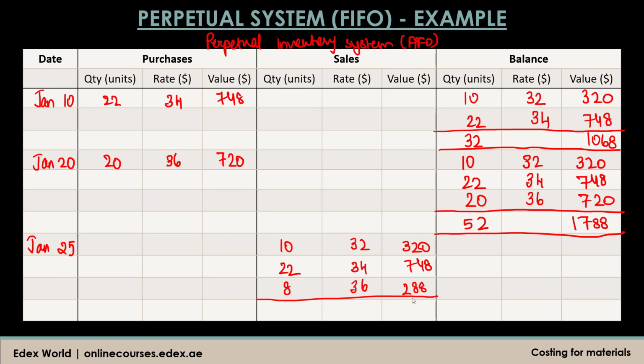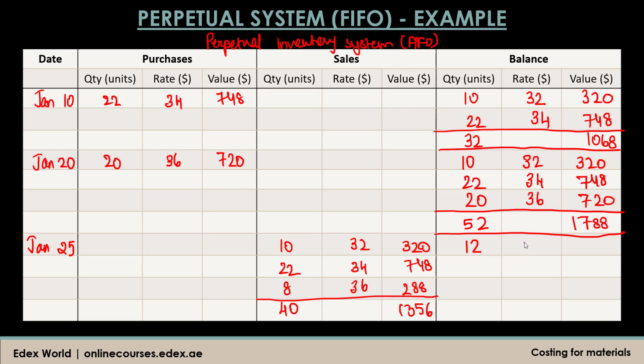So taking the total of the sales column, 40 units were issued, and if we calculate the value of these issues or sales, 1356. After this transaction, what balance is left in the inventory? The first batch is completely sold, second batch also completely sold. Then we are left with only the third batch, and out of that also 8 units are sold. Only 12 units remain from the third batch.